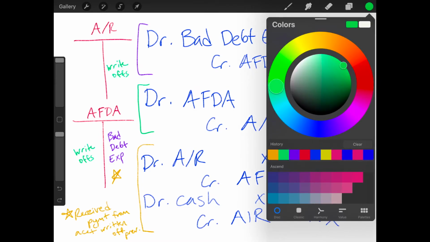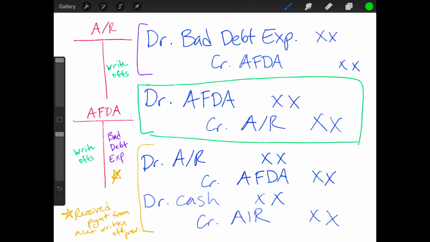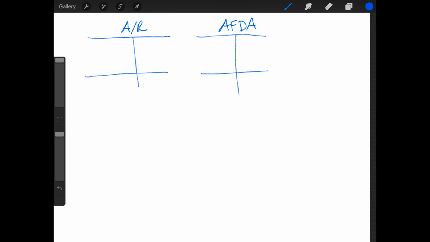The last thing I want to do in this video is to highlight what happens when we write off an account with this second journal entry here and the impact it has on our net accounts receivable. So we'll find that the net effect is 0, and I think the most helpful way to demonstrate that is with an example. So let's say here that our accounts receivable ending balance is 100, and then let's say the ending balance in our AFDA T account is 10.